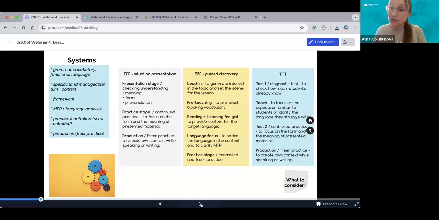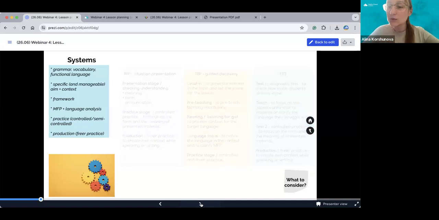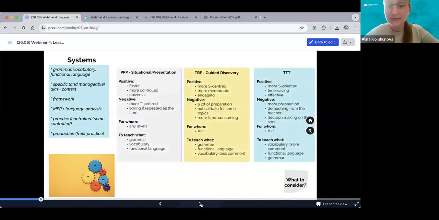But if you see that your students would not cope with that, you can opt to use the PPP. So you would not ask your students to figure out the rules on their own, or maybe you don't have enough time for reading the whole text. So you can use the PPP and plan your lesson in a different way. So what's important to consider here?